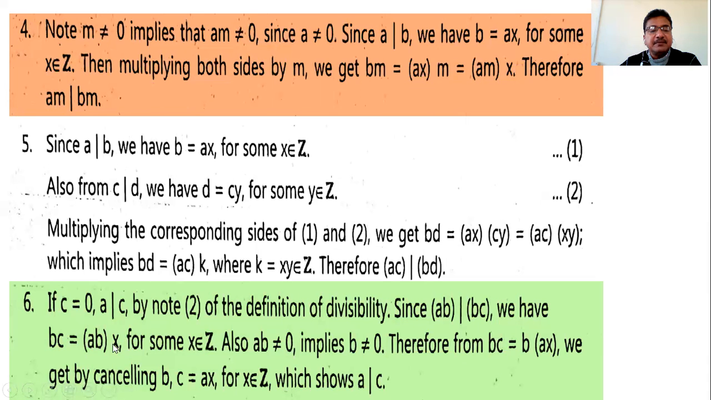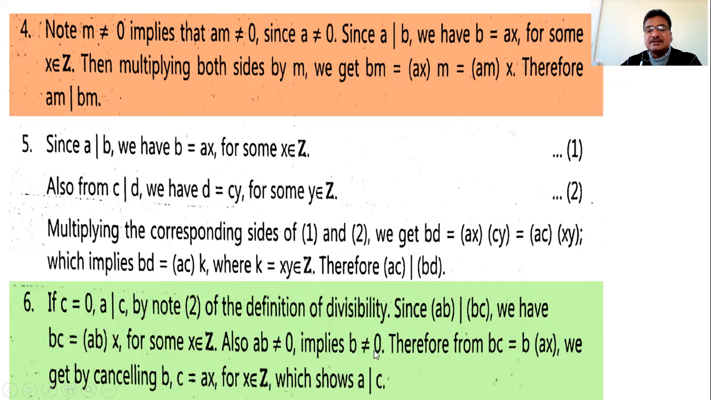And then cancel this b from both sides. So what do we have? bc is equal to, right, this is b, as ab is not equal to 0 also, because ab is the divisor, and a divisor is always not equal to 0, means b is not equal to 0. And cancel this b from both sides. And then what do you have? c is equal to ax. c is equal to ax, and therefore c is expressed in the form a into some integer, which implies a divides c, which shows that a divides c.